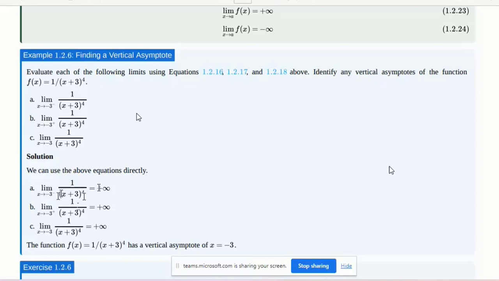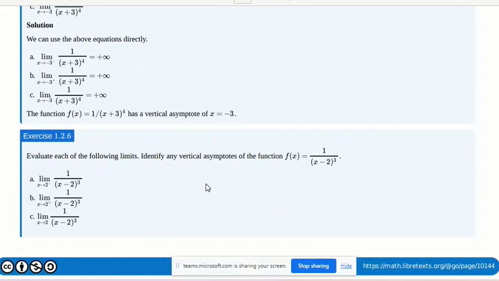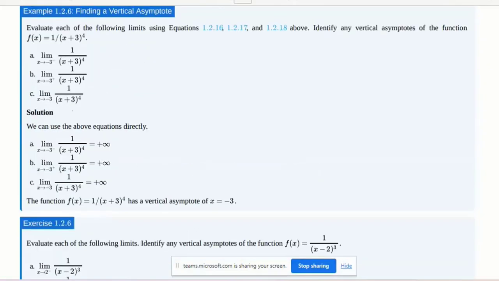Probably the example that I've chosen, maybe it is not a good one. I don't know. No. The vertical asymptote here is -3. In here, the vertical asymptote is going to be positive 2. And then what will be?